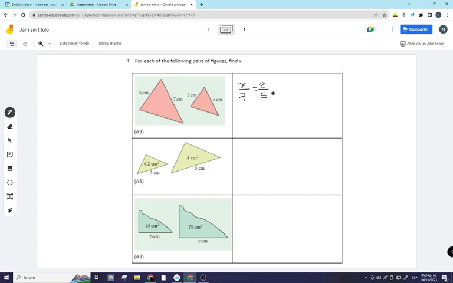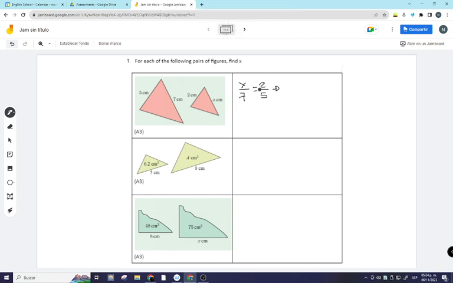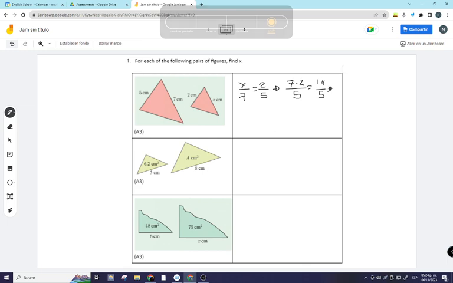Now we have this proportion, which we can solve either by solving it as an equation or with the rule of 3. I am going to solve it with the rule of 3. Remember, rule of 3 is basically multiplying diagonal, 7 multiplied by 2, and divide by the remaining number, which in this case is 5. That would be 14 divided by 5, which is 2.8. So x is 2.8 centimeters.